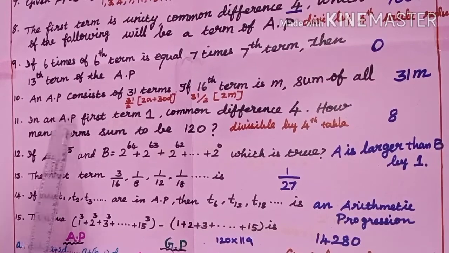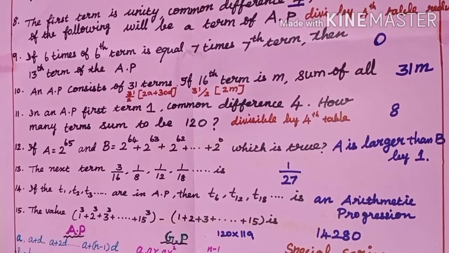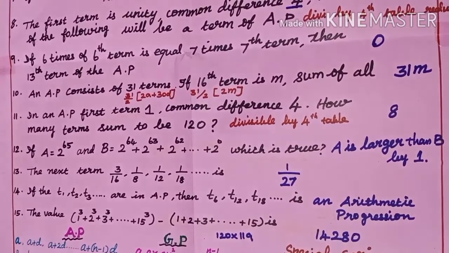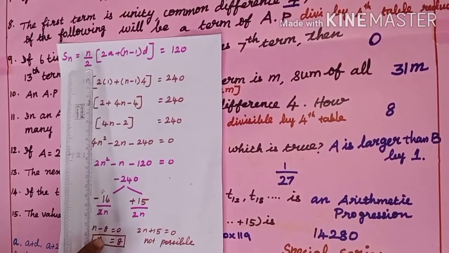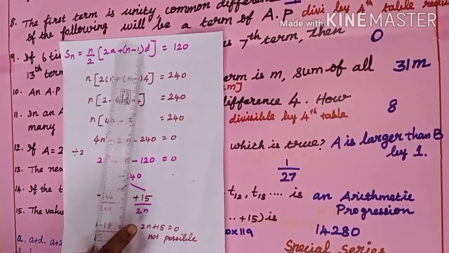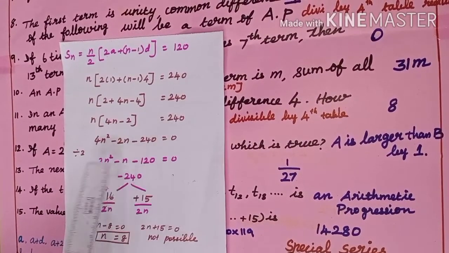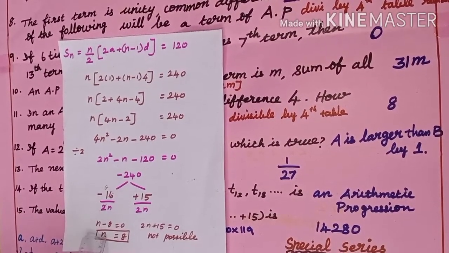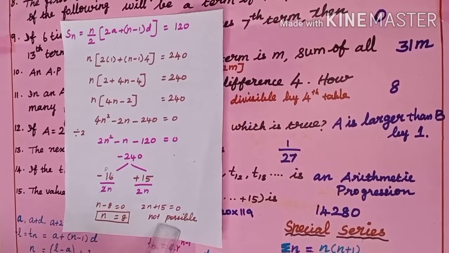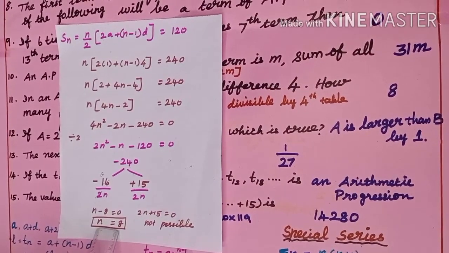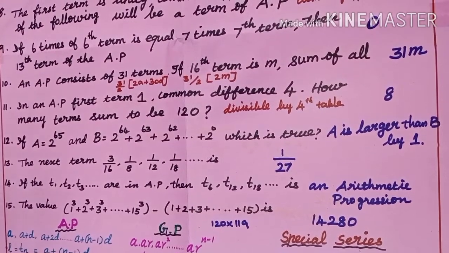Eleventh one, in an AP the first term is 1, common difference 4. How many terms sum to 120? What is your sum formula? n by 2 into (2a plus (n minus 1) into d) equals 120. Calculating, you get n minus 8 equal to 0, so n equals 8. The other value is not possible. So n is 8. 8 is your answer.